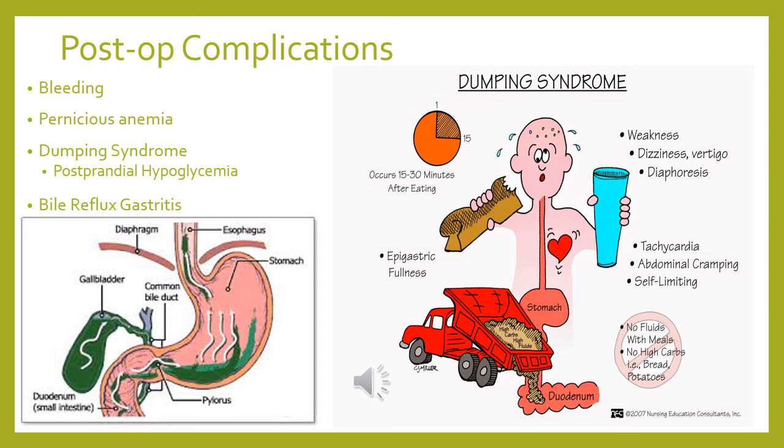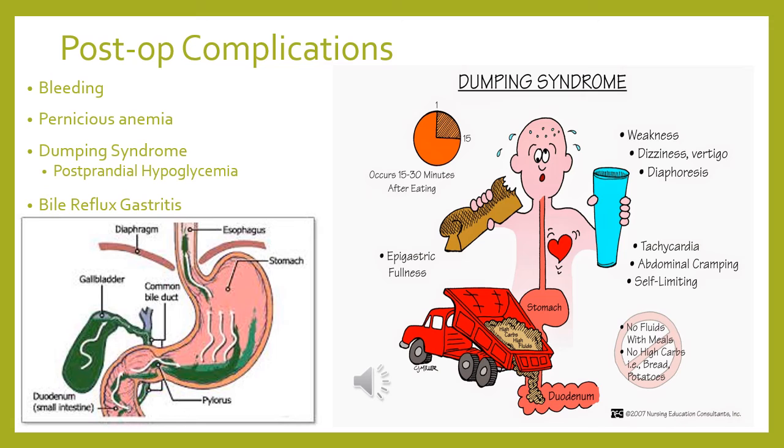Complications that can occur after surgery include bleeding, of course, and then pernicious anemia, which is when you don't get enough vitamin B12, and this is mostly due to malabsorption issues. Another serious condition that can occur is called dumping syndrome, and within that is something called postprandial hypoglycemia.